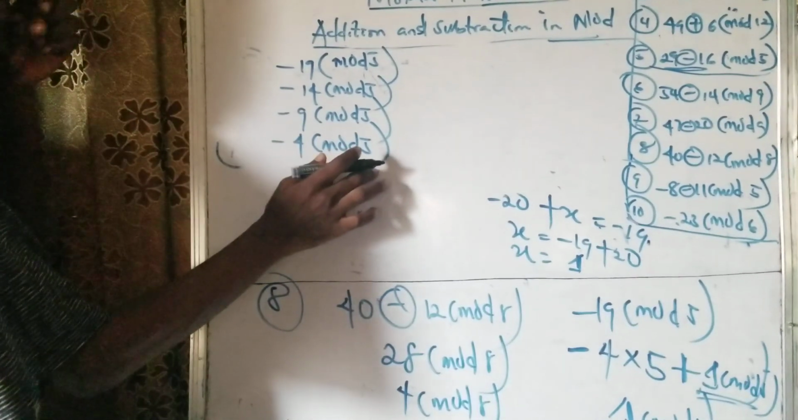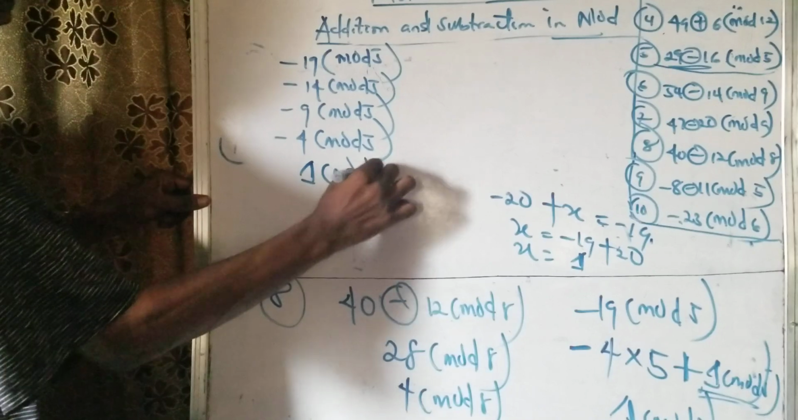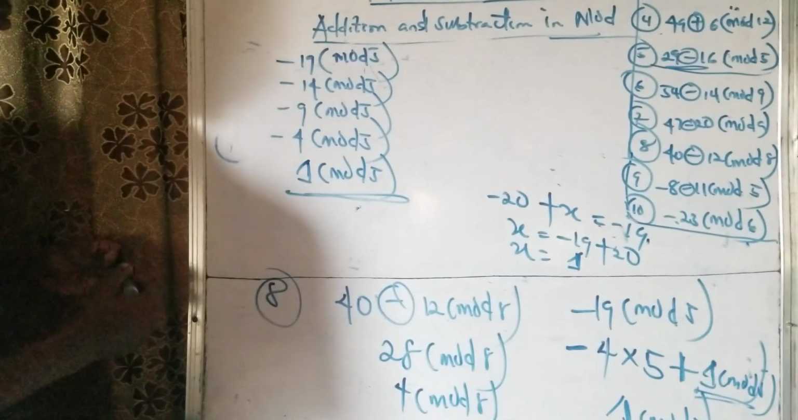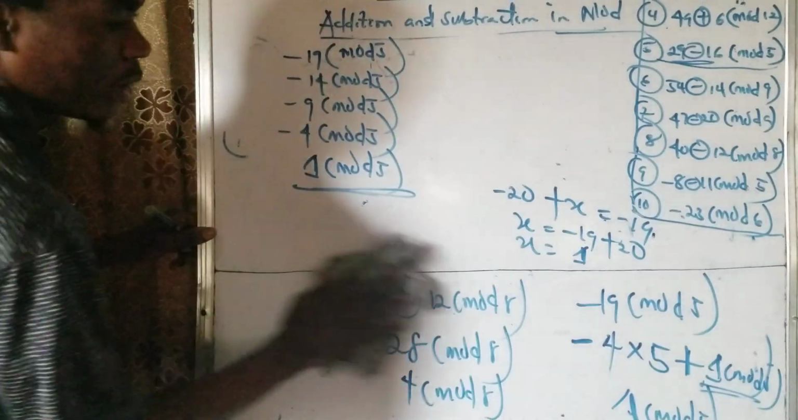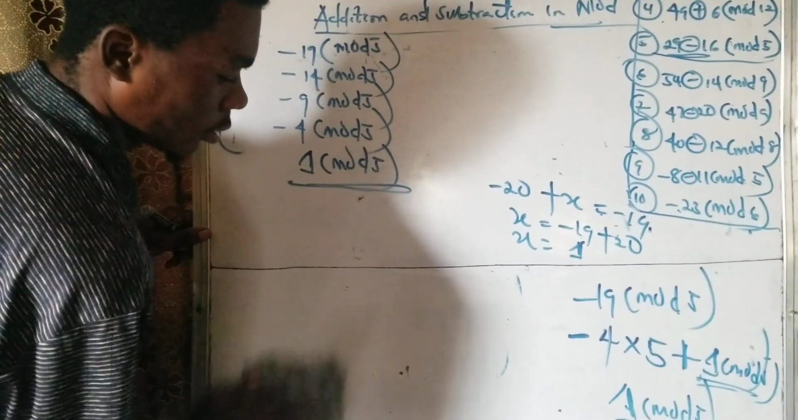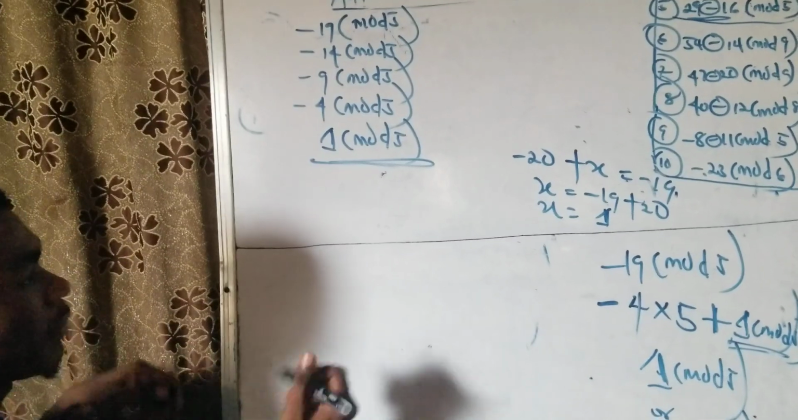So minus 4 plus 5 here. What are we going to have here? 1 mod 5. That's how we got the 1 mod 5 for that question. Did we get that? So that's that. So let's move to the last question. Did we get that? So for the last question here, we're having what?